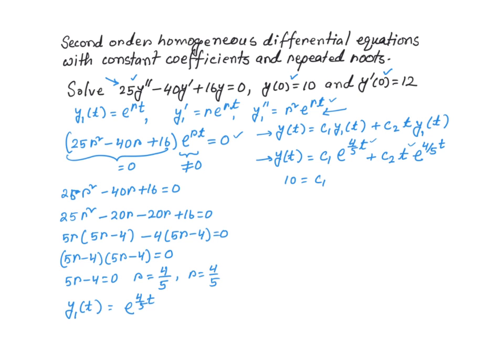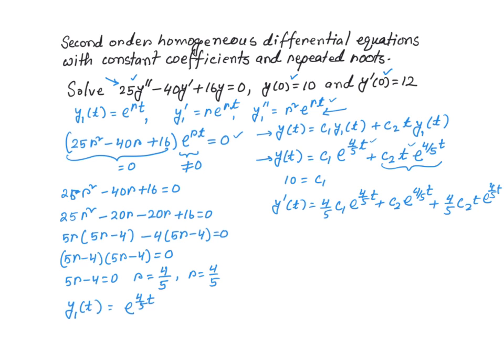Now to use the second initial condition, I just need to take the derivative of y. So y'(t) is going to be 4 over 5 times c1 times e^(4/5 t). Now to take the derivative of the second term, we need to use the product rule. So it's going to be plus c2 times e^(4/5 t), then plus 4 over 5 times c2 times t times e^(4/5 t).